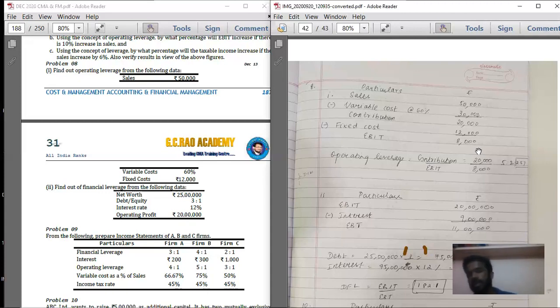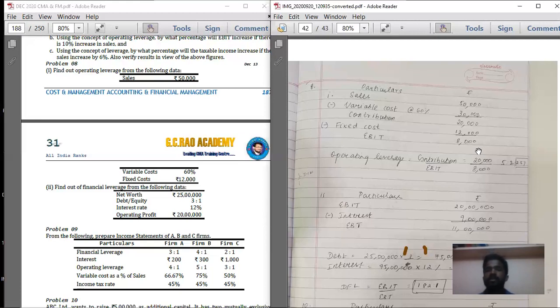Financial leverage formula is EBIT divided by EBT. Combined leverage formula is contribution divided by EBT. Three formulas. Write it down on paper. Revise it whenever you have time. So, contribution divided by EBT.